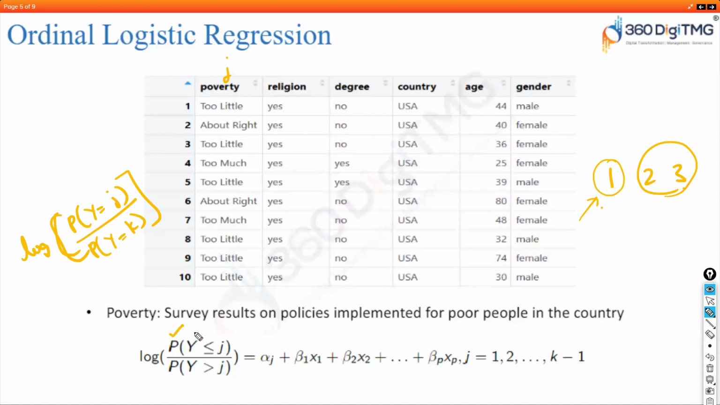What is the probability that government policies on poverty is too little in comparison to the probability that government policies for poor people being about right or too much? So this is like less than or equal to J. J is this value. Greater than J means greater than 1, which is 2 and 3.